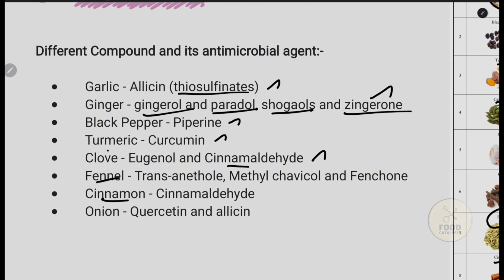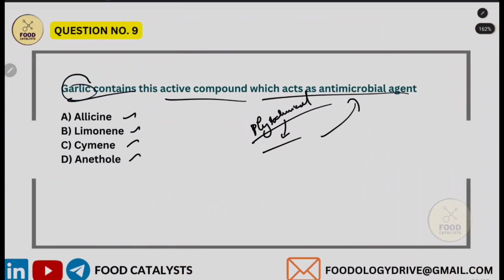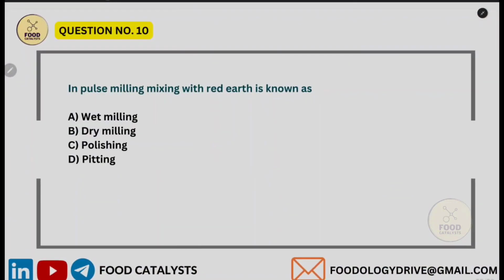Okay, fennel has trans-anethole, and then methyl chavicol and fenchone, and then cinnamon is cinnamaldehyde. Onion, it is quercetin and allicin. So these are the different components which can act as antimicrobial agents. So in this question, they have asked for garlic, which is allicin. That's it, simple, right? So let's move to the next and final question.